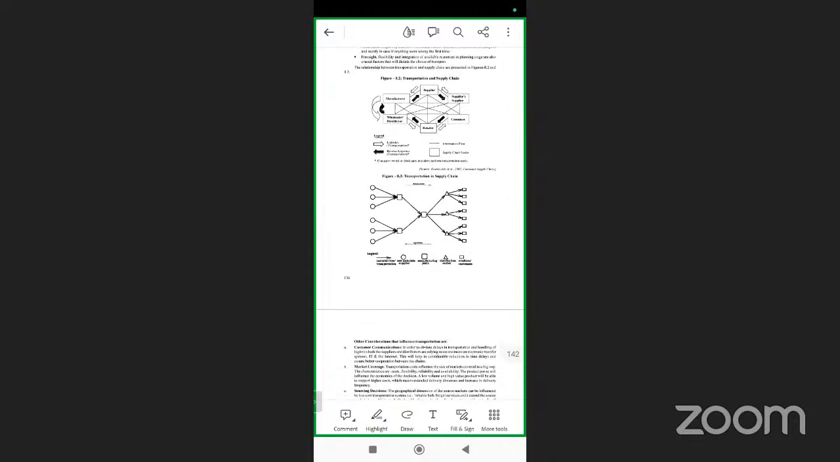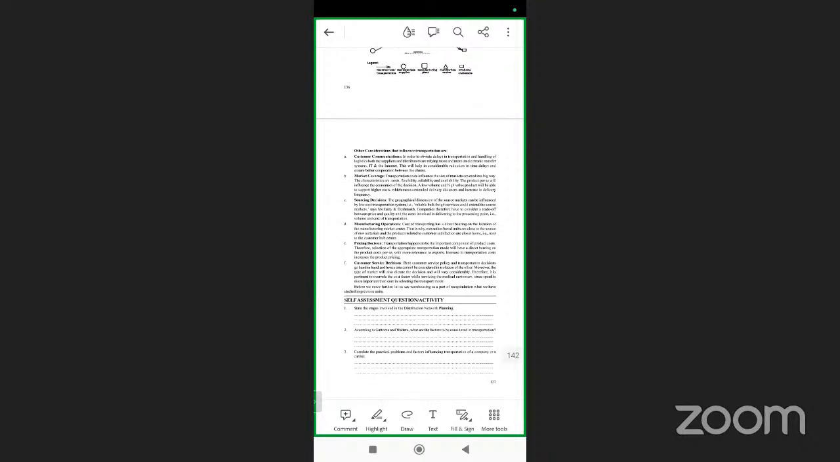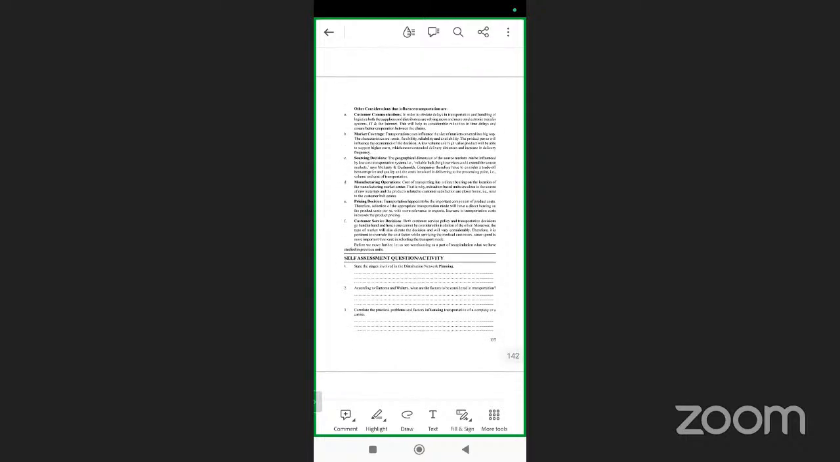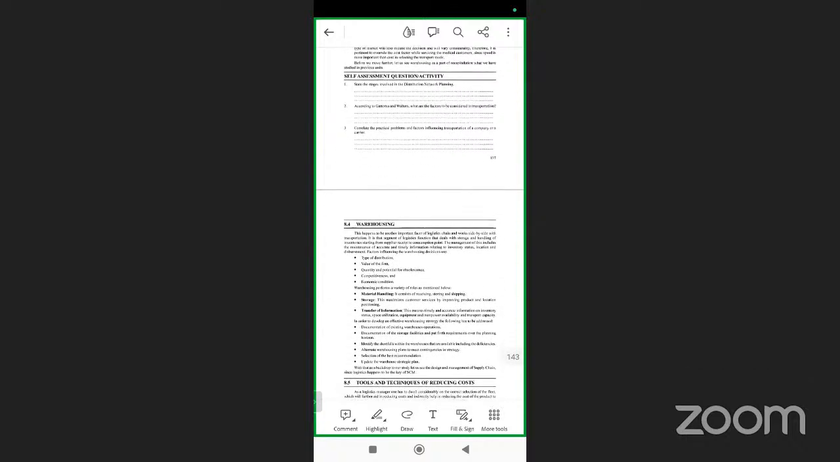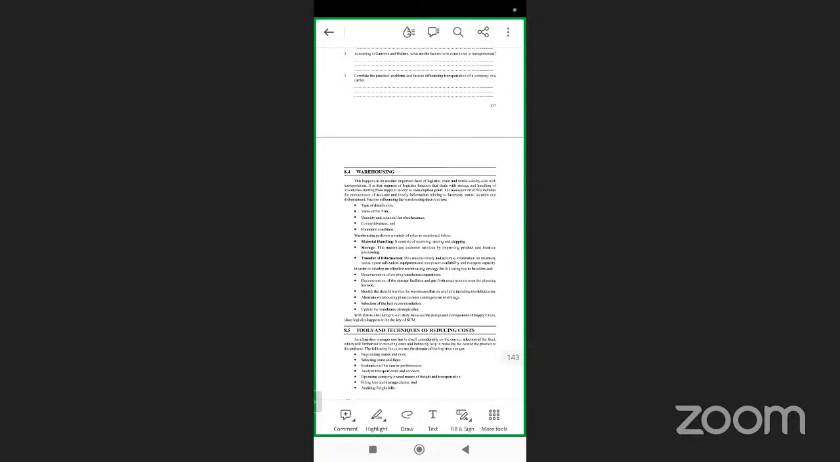And here also we can see the transportation mode. What are the considerations? Customer communication, market coverage, sourcing decisions, manufacturing operations, pricing decisions, customer service decisions. In all these things transportation is included. Next one is warehousing. What is this warehousing? It is a kind of place where you store all the inventories in one place. In that, what is the type of distribution, value of the firm, quantity, competitiveness, material handling.